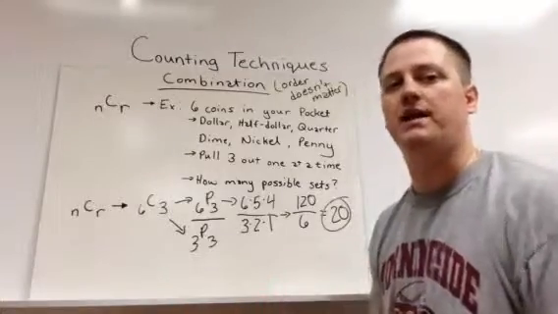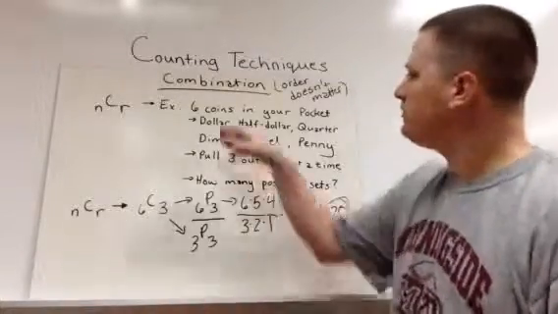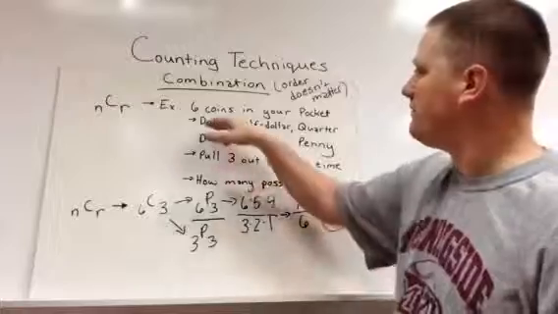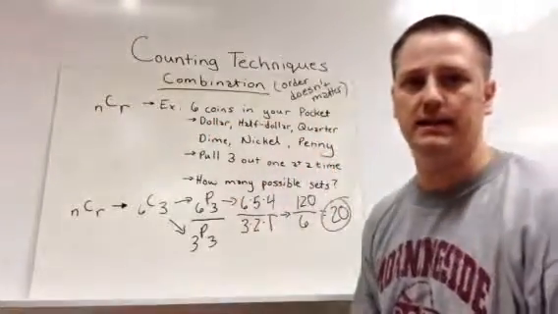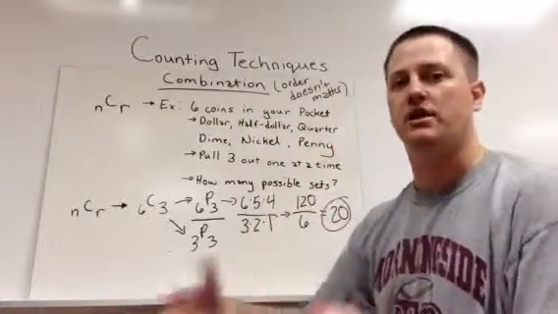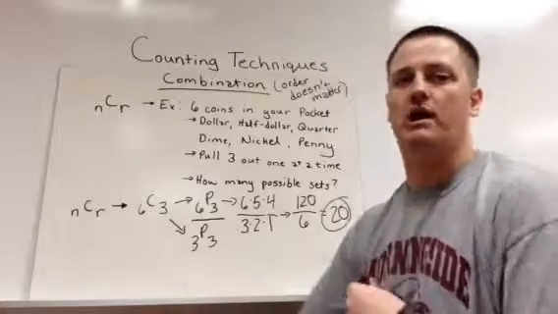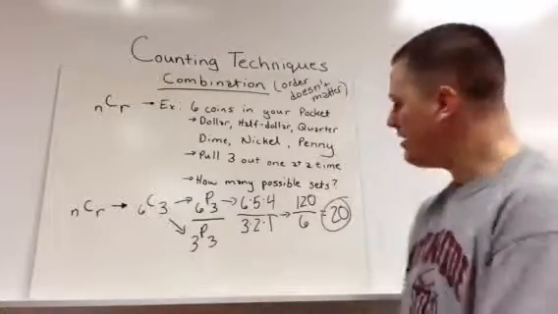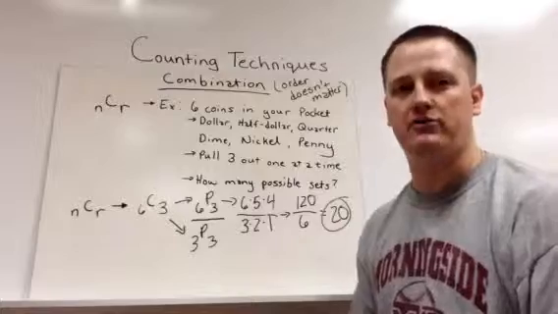And when we say combinations, we don't care about the order. So dollar, half-dollar, quarter is the same as dollar, quarter, half-dollar. Whereas in a permutation, the order matters. So that's why there are 120 different permutations, but only 20 different combinations.